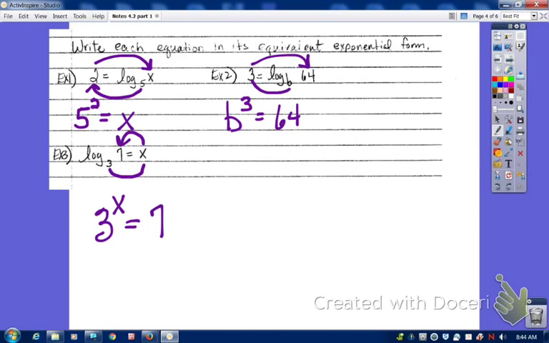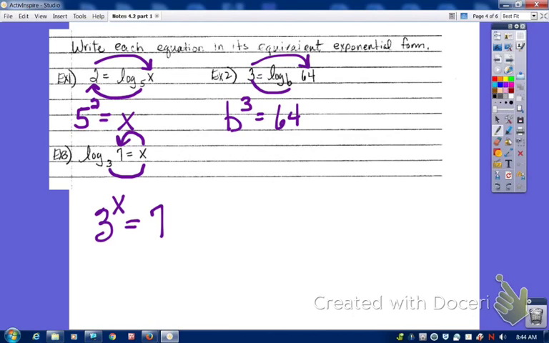Sometimes that's helpful. If we can get it in exponential form, it's going to be easier to solve than log form, because we're more familiar with exponential form. So all you're doing on the first part of your homework is writing each equation in equivalent exponential form. The subscript is your base, go across the equal sign to your exponent, and you end up with the other number: 5 squared equals x, b cubed equals 64, 3 to the x equals 7.